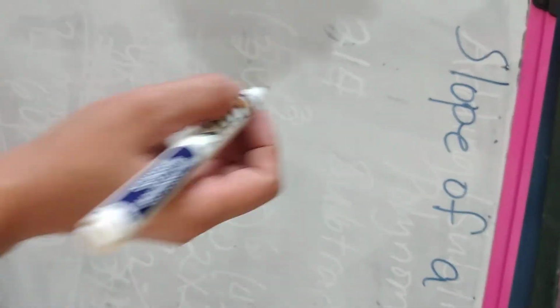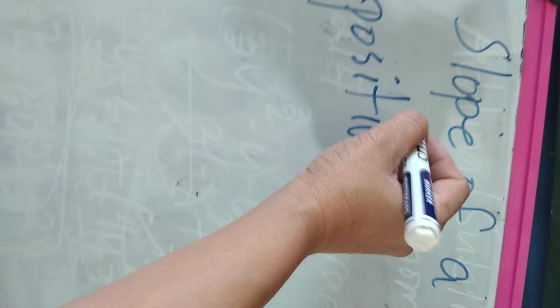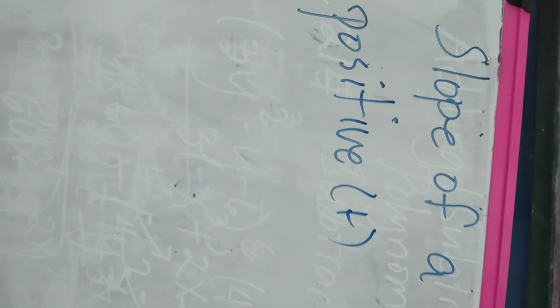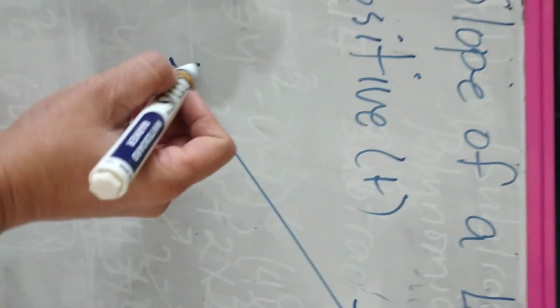Remember, if your slope is positive, your line is rising to the right, or we call it increasing. Remember that. If the slope is positive, the line is rising to the right or increasing.